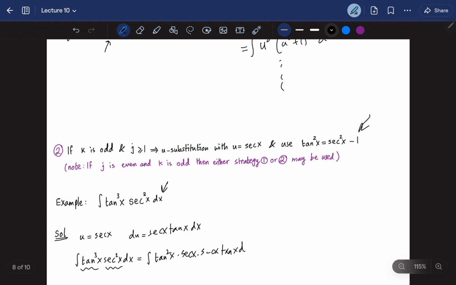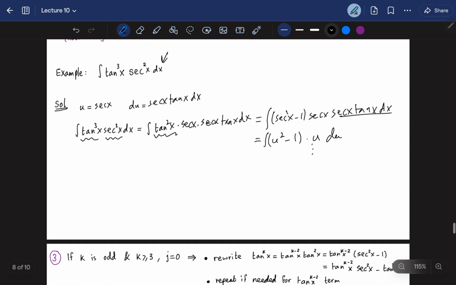I'll just write it this way so I can easily find it. But tan squared is just secant squared minus 1, which is perfect because I need everything in terms of secant. And now secant tan dx is just du. So this is the integral of u squared minus 1 multiplied by u du, and you can distribute and find the answer directly.